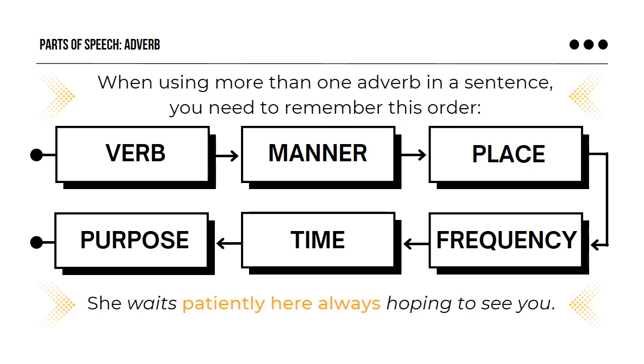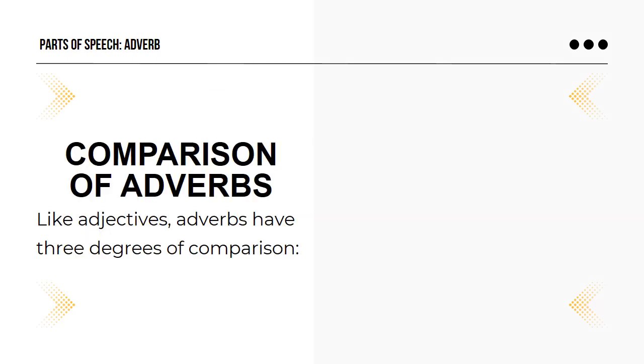We have an example here. She waits patiently here, always hoping to see you. So, ibig sabihin dito, she is the pronoun, waits is the verb, patiently is the manner, here is the place, always is the frequency, and hoping to see you is the purpose. So, again, she waits patiently here, always hoping to see you. That is the example for the order of the adverbs or the several adverbs in one sentence.